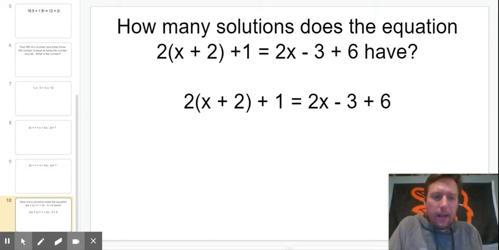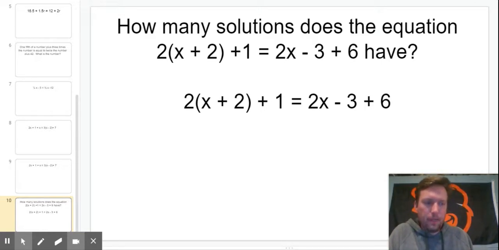Now, yesterday we introduced the idea that these linear equations can have more than one solution. Today we're going to continue discussing that and explore how we figure out and determine the number of solutions that an equation may have.